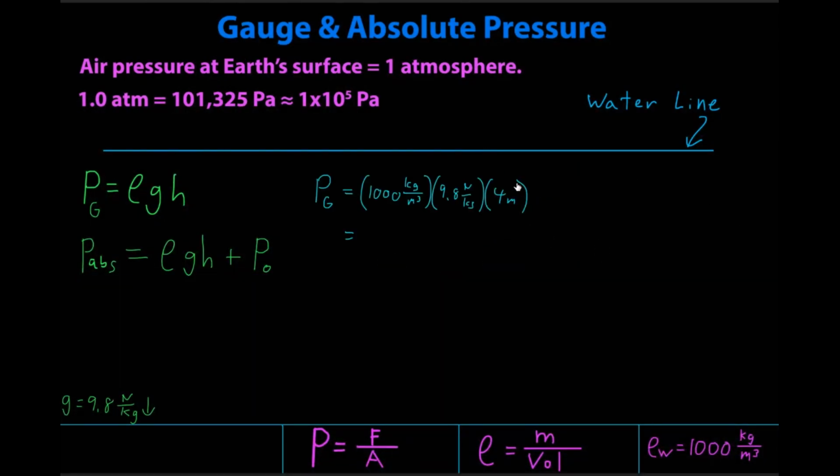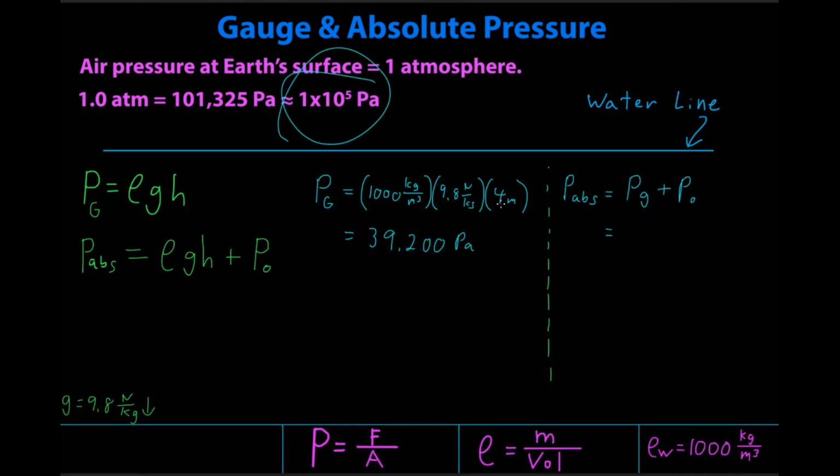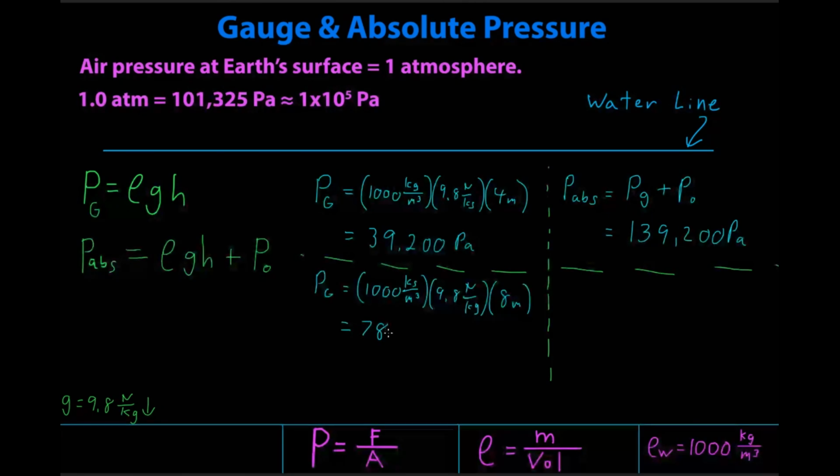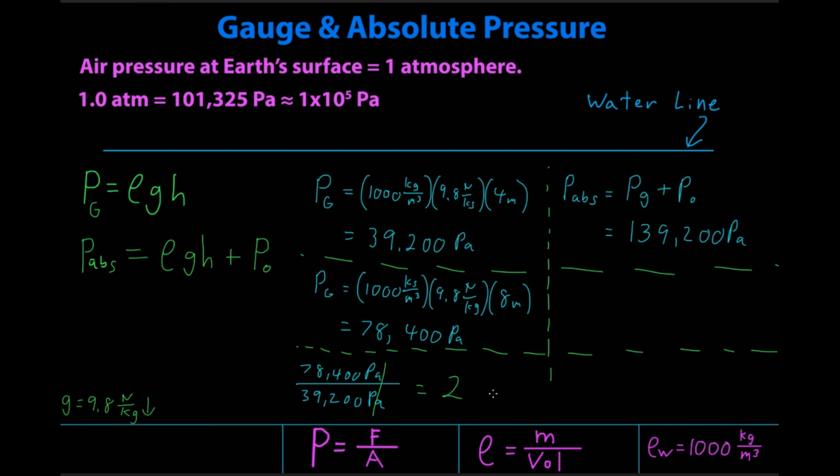Just to show you real quick, let's say we go down to 4 meters. At 4 meters, the gauge pressure would be 39,200 pascals. Now, if we were talking absolute pressure, you would have to add on the atmospheric, which would make this 139,200 pascals. Now, let's say I doubled this depth. This is the depth we were at earlier, 8 meters, which we know is 78,400 pascals. The pressure at the new depth divided by the pressure at the old depth is, of course, 2.